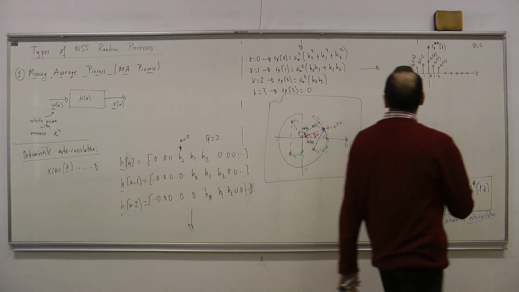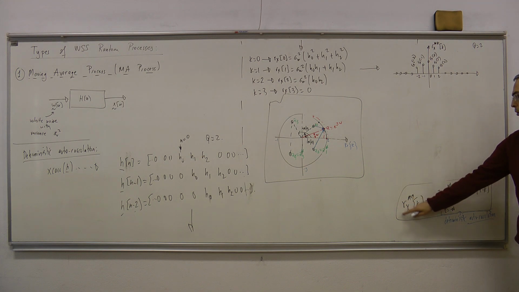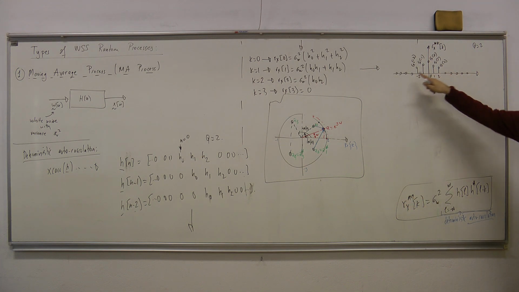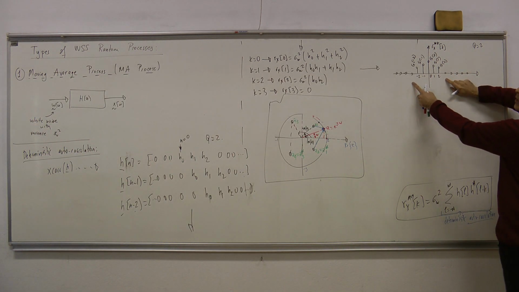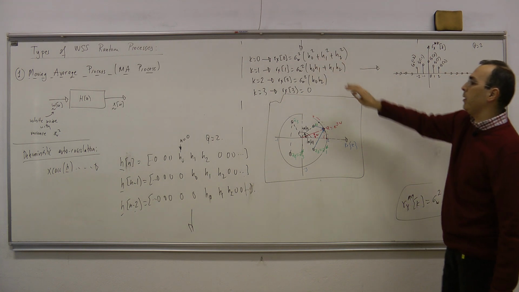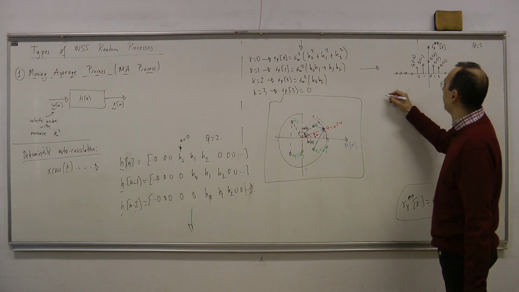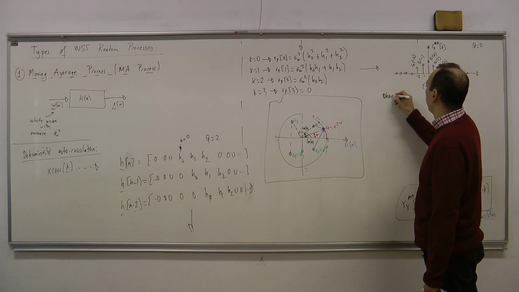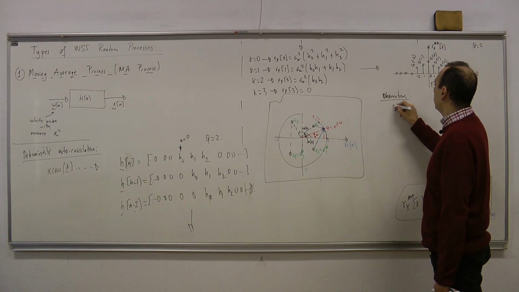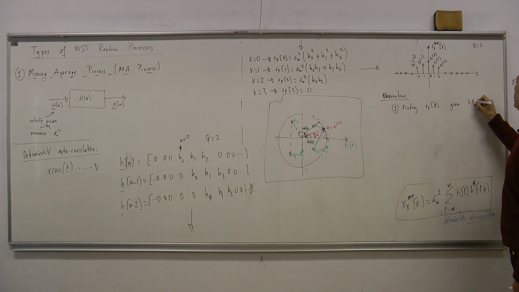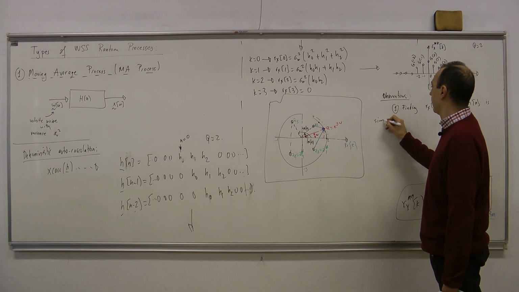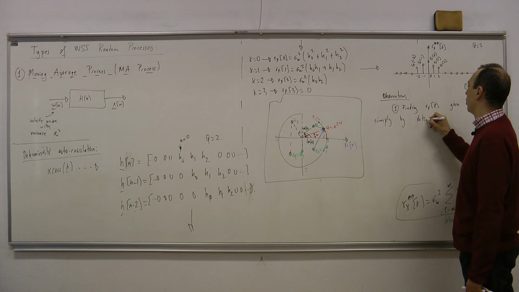Now the reverse: assume that somebody gives you the autocorrelation sequence of a moving average filter, a moving average process. The question is, can you find the filter? You are right now given Rx of k, and can you find these h0, h1, h2 from this? So let me write this. Well, number one, observations. Number one, finding Rx of k given h of n is simply by deterministic autocorrelation.